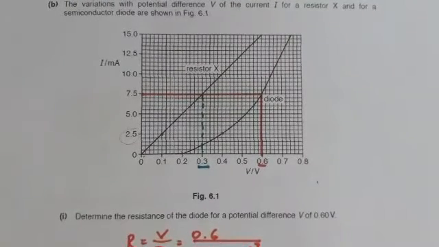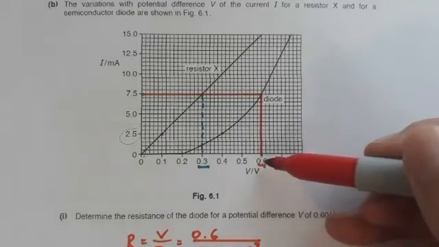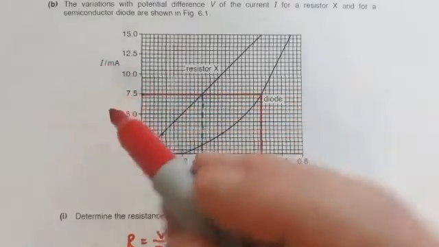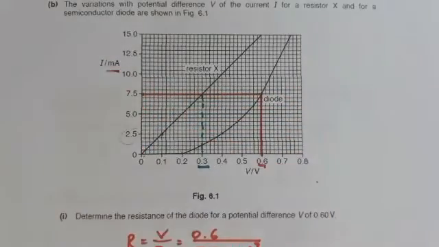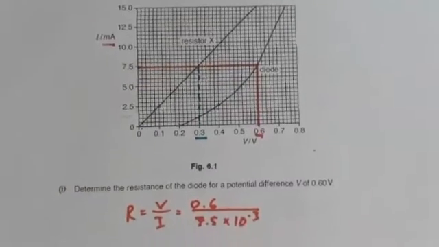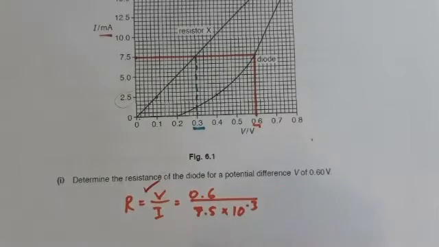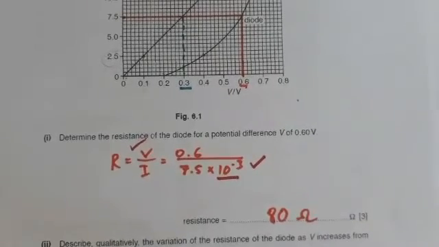That says, determine the resistance of the diode for a potential difference of 0.6 volt. Okay, so if we know the potential difference is 0.6, we can go and read down the current. And again, the current is in milliampere. Using my formula, R equals V over I, that's 1 mark. Getting the read-down value, and remember it's milli, so times 10 to the negative 3, and we get our resistance of 80 ohm.